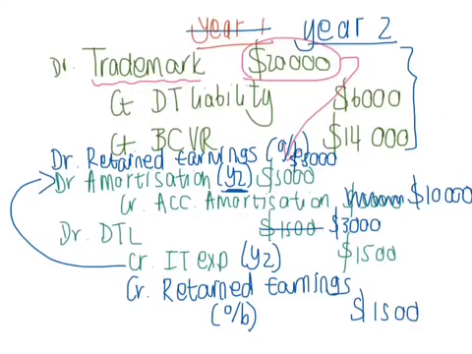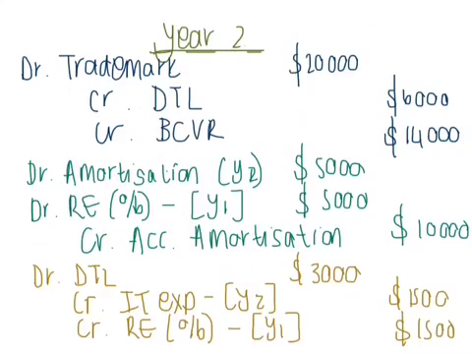So if I just copy that on a new slide, it will look like this. Okay, so these are the consolidation worksheet entries for year 2 with regards to the trademark. Let's look at what the entries would look like for year 3.